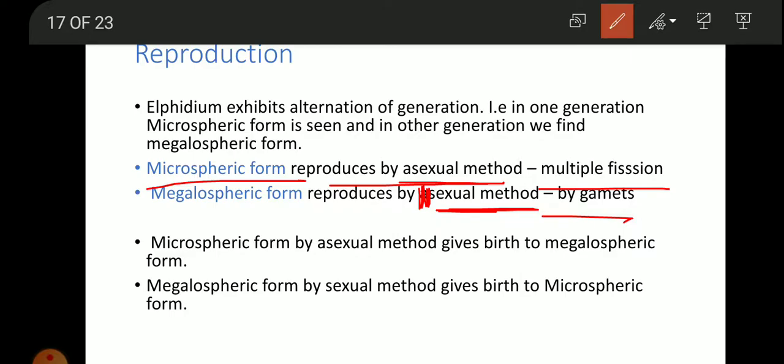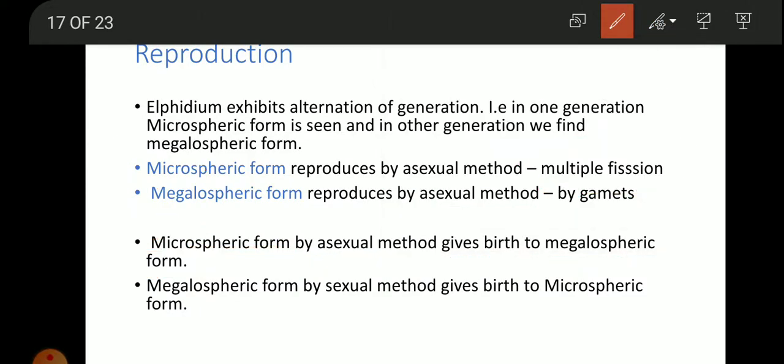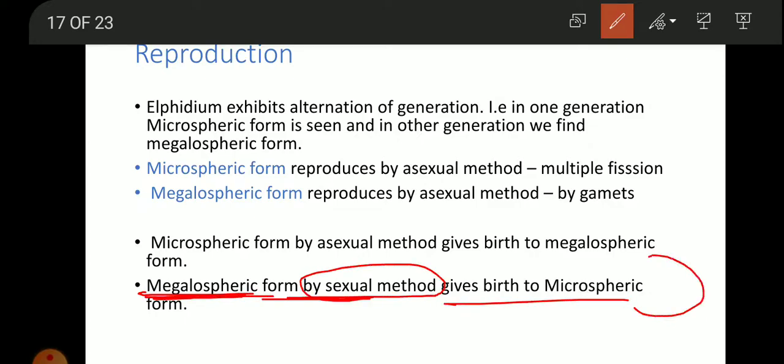First of all, remember that the microsporic form will reproduce by the asexual method, that is by multiple fission, to give birth to the megalosporic form. Then again, the megalosporic form by sexual reproduction will give birth to the microsporic form. So here you can see, the megalosporic form by the sexual method gives birth to the microsporic form, and this will give birth to the megalosporic form.